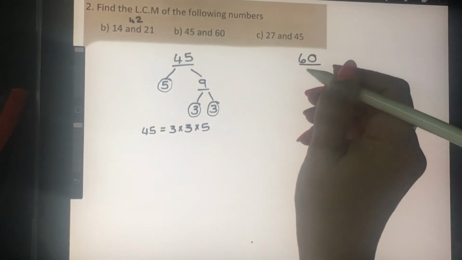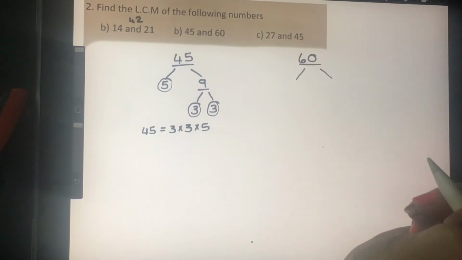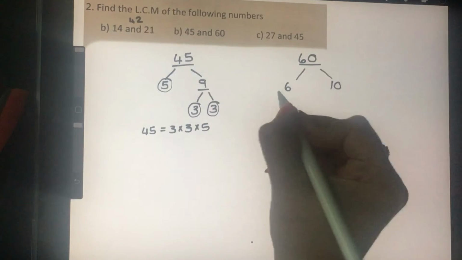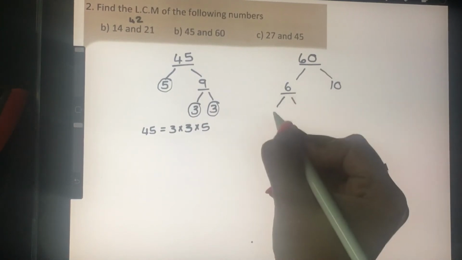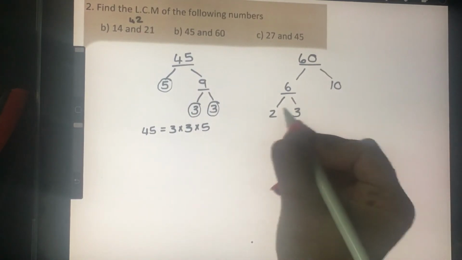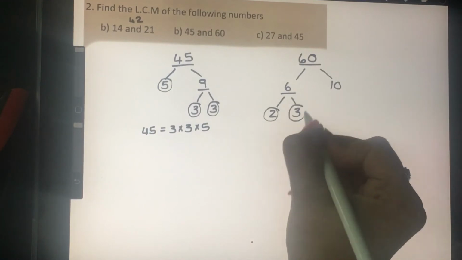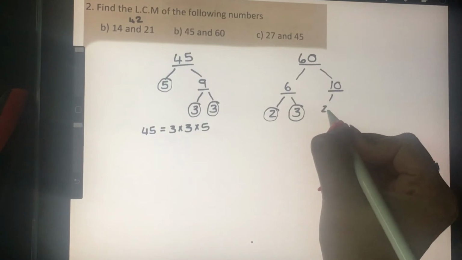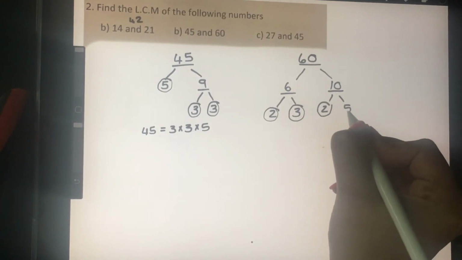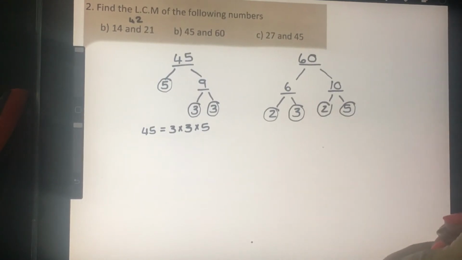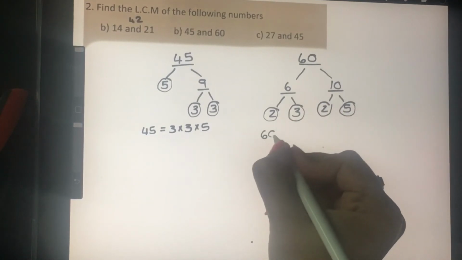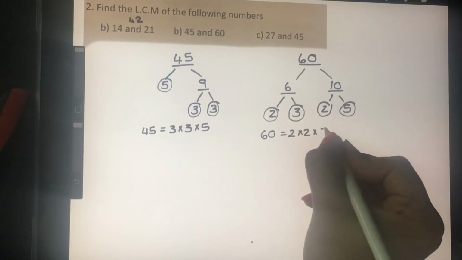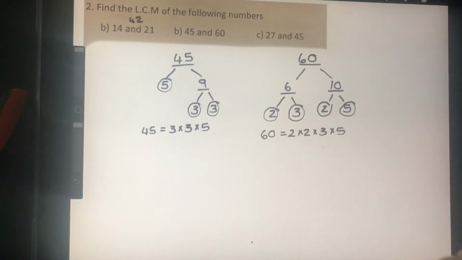And for 60, I do the same, breaking it up into two smaller pieces. I'm going to break it up into 6 and 10. I'm going to break up 6 into 2 and 3. And 2 is a prime number and 3 is a prime number. I'm going to break up 10 into 2 times 5. And 2 and 5 are both prime numbers. So the prime factor decomposition for 60 is 2 times 2 times 3 times 5.